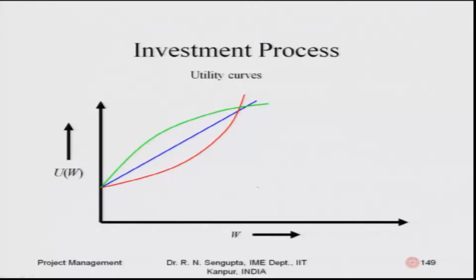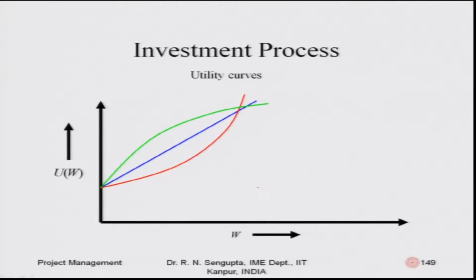Now, to give a very simple conceptual notion on graphical notion such that it really makes sense for the people who are taking this course, let us consider the three graphs shown here. Along the y axis you have the utility of the decision, the project, the investment, whatever it is, and on the x axis you have the wealth, the amount of investment you are doing.